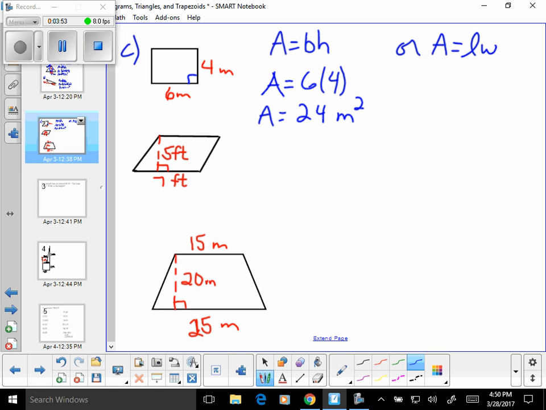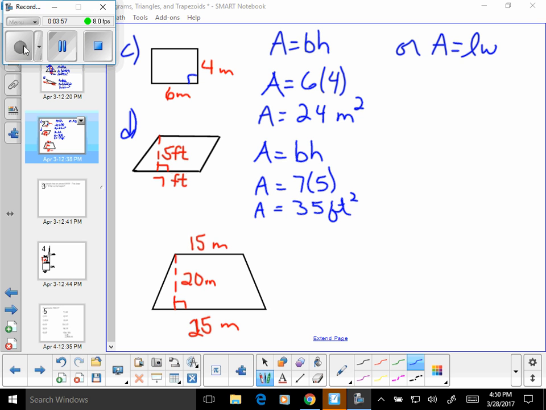Again, this time you hit pause and you do example B. And there's the work for example B, and you should have gotten 35 square feet.